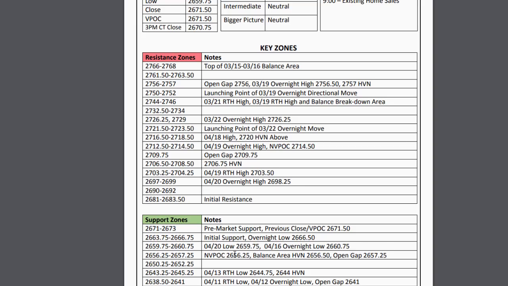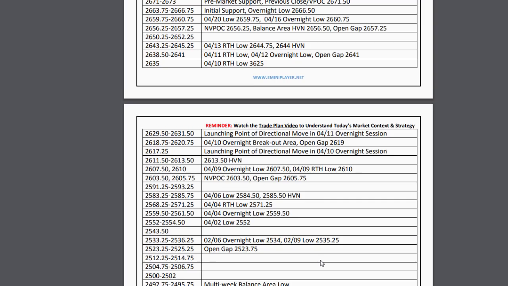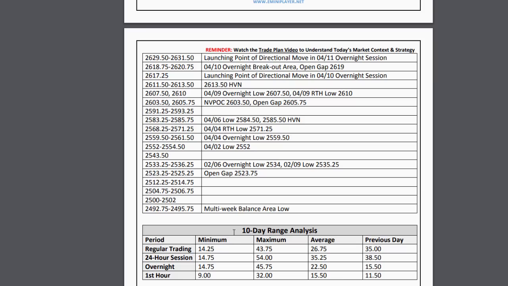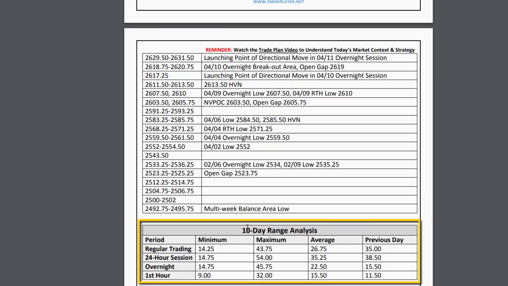And that can provide you with some insight and perhaps give you a better idea on which ones are stronger, if there's more confluence at a given zone, if there are more reasons for that area to be a zone. Usually that means that there will be a higher probability of a response at that zone. And then the last section here is the 10-day range analysis.